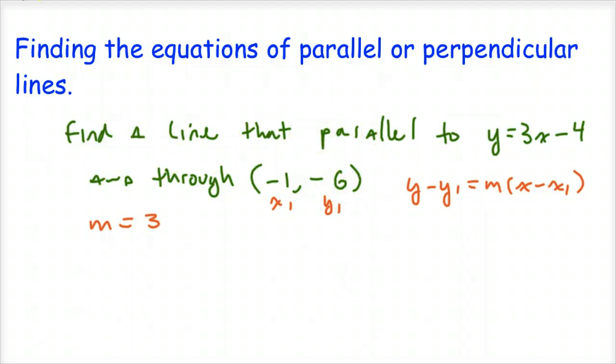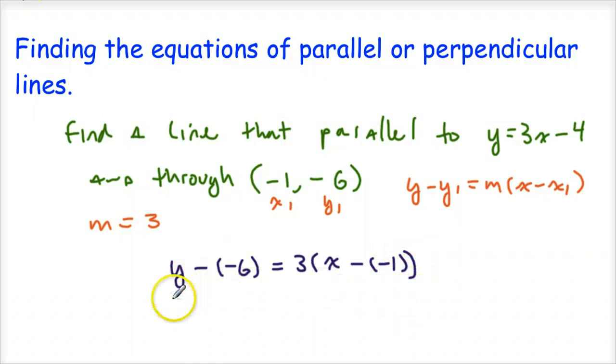So I would proceed by plugging these values in. So I would say y minus y1, which is -6, equals m. I know what m is, actually. Equals m, which is 3, times x minus x1, which is negative 1. And now I'm going to simplify this. I have y plus 6 equals 3 times x plus 1.